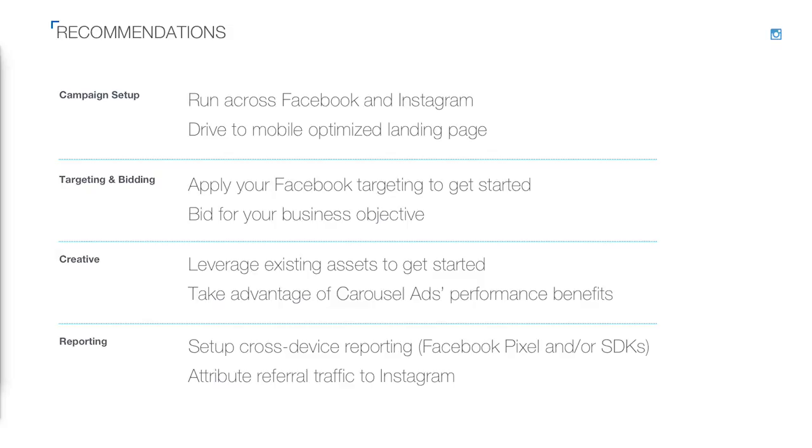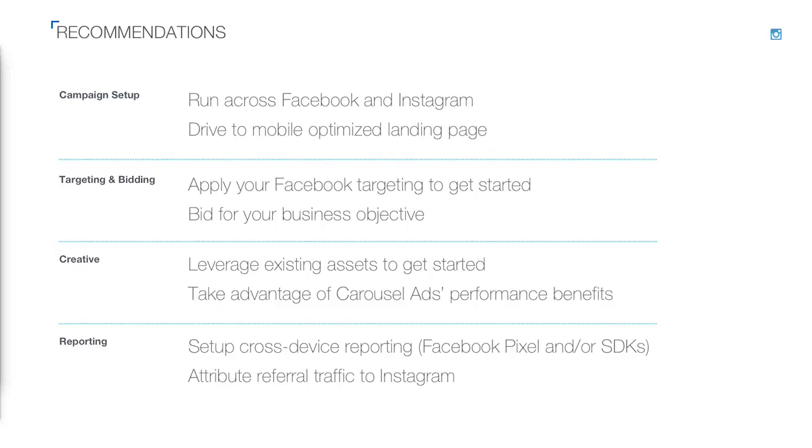That means specifically using the Facebook Pixel, and if you're advertising mobile app install or engagement, use the Facebook or our mobile measurement partners' SDKs. The reason why is, again, Instagram is a mobile-only channel, yet we all know that a lot of conversions happen across different devices. And so the best way to make sure that you're holding your Instagram media accountable is to set up that cross-device reporting.